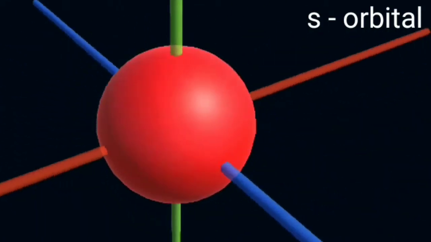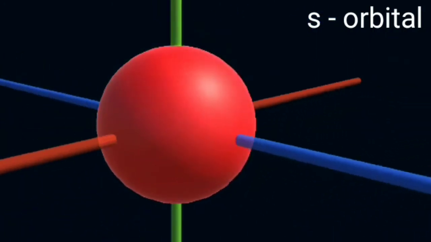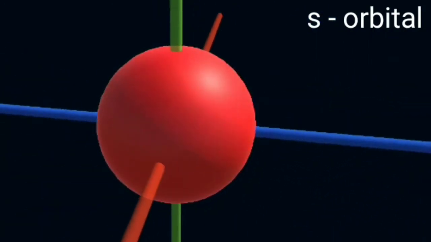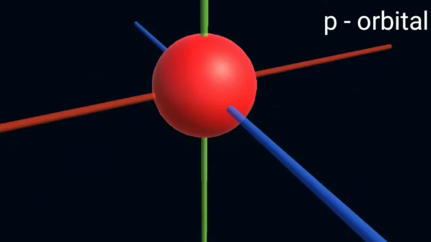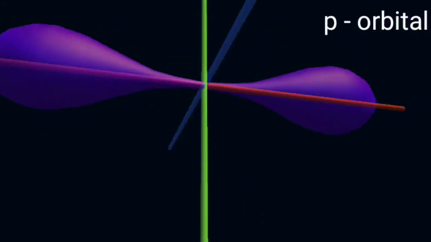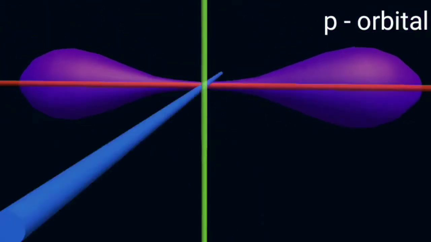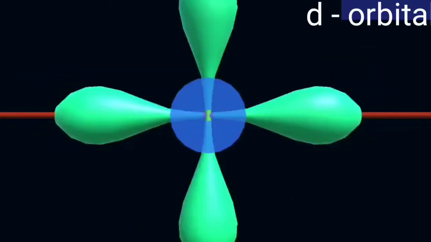You can see it is symmetrically distributed in x-axis, y-axis and in z-axis. So it is like a ball. P orbitals are dumbbell shaped and they are oriented either along x-axis or along y-axis or along z-axis. In each axis there is 1.